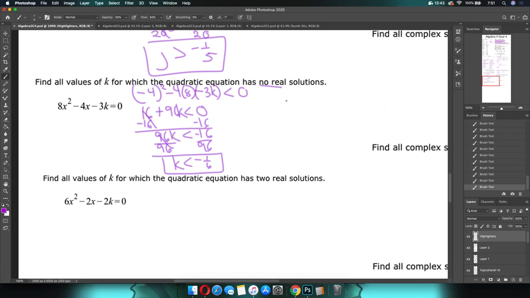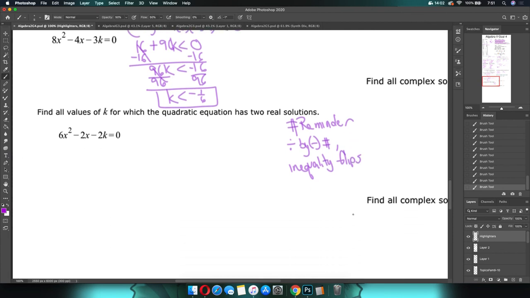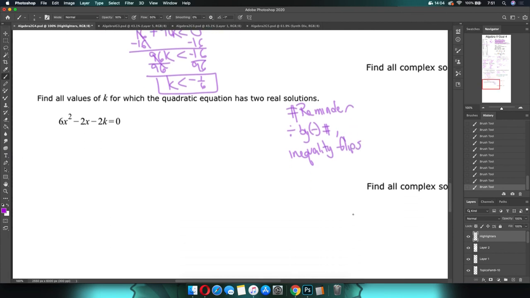Keep in mind, just as a reminder, hashtag reminder. I can do that, right, in a video? When you're dividing by a negative number, your inequality flips. I have a couple more examples. We'll see if we can, oh, I have one more example.